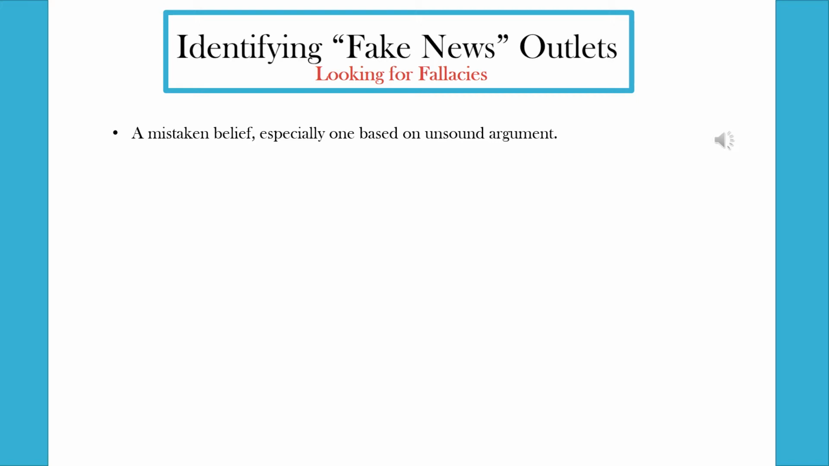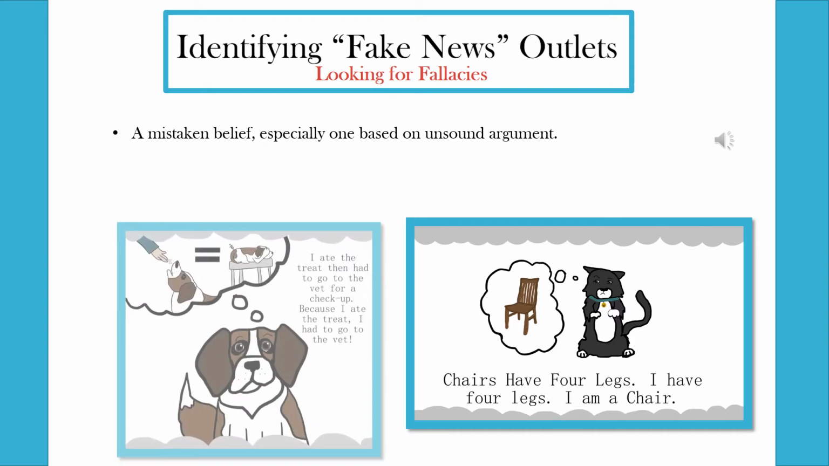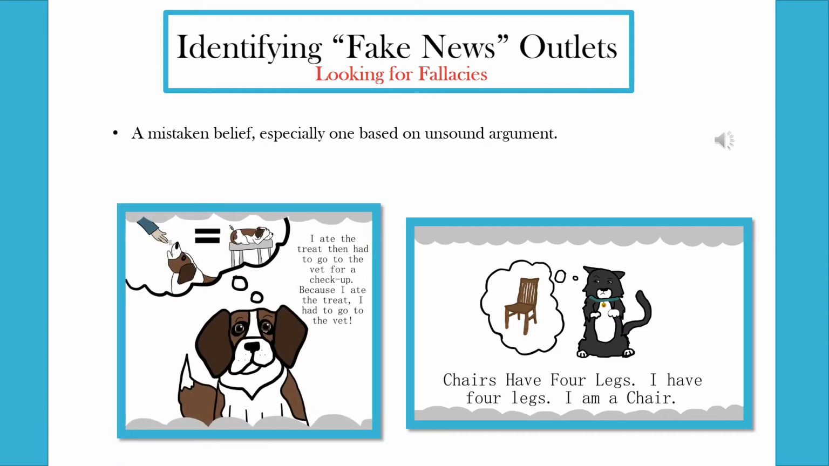Let's look at a couple examples. In this cartoon, we see that the cat says that since chairs have 4 legs and she has 4 legs, then she's a chair. The cat came to this conclusion through using a hasty generalization, but we know she's not actually a chair. In this other cartoon, the dog assumes that because he ate a treat and had to go to the vet, then it was because he ate the treat he had to go to the vet. He used a faulty causality, which led him to this conclusion. Fallacies prove that sources are inaccurate, and thus they're fake news. They only consider pieces of the evidence and not the whole picture.